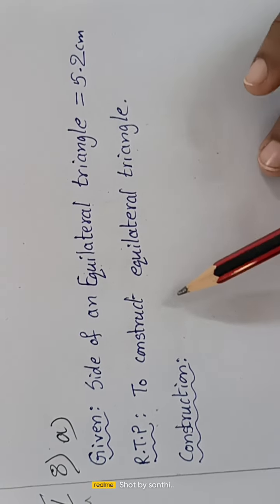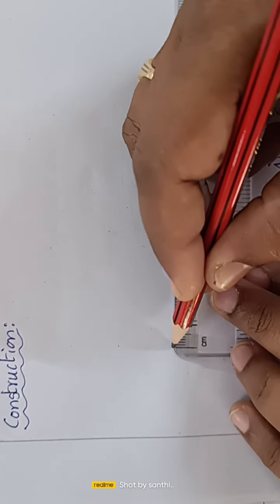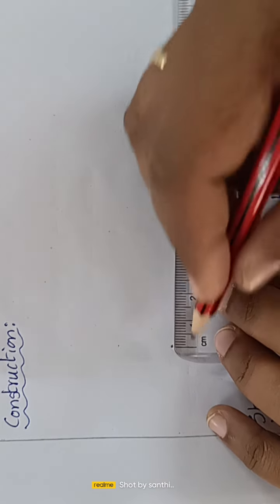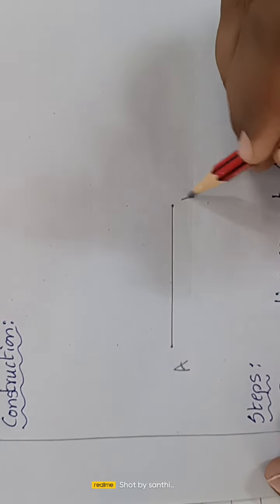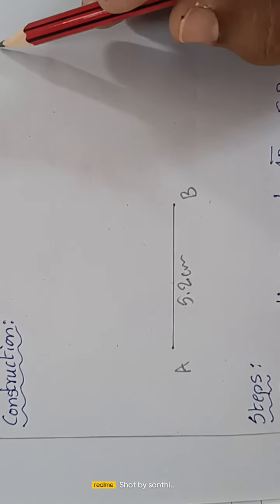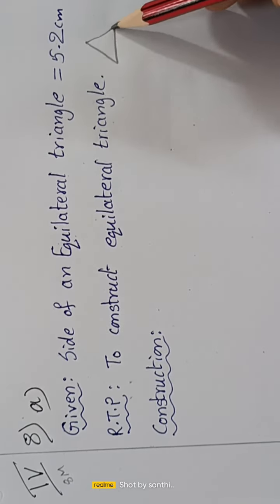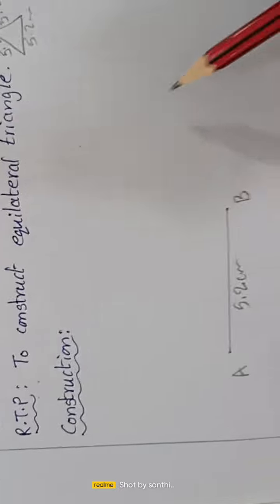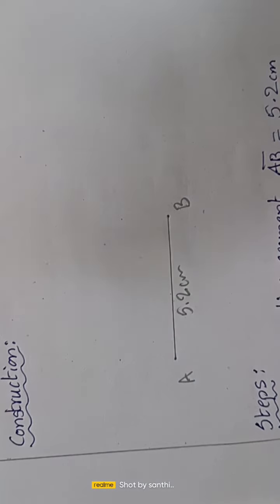Next comes the construction part. For that, first we have to draw a line segment with the given measurement, 5.2. Join those 2 points. It is AB with 5.2 centimeters. Because it is an equilateral triangle, let us have a rough diagram of the given part. Means 5.2 centimeter, 5.2 centimeter and 5.2 centimeter. Whatever sides we get here also should be 5.2 centimeter.